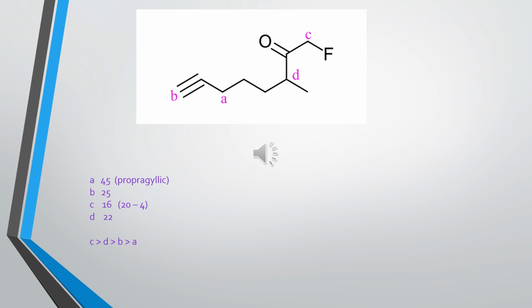A does have some resonance stabilization, which we call propargylic. You've heard of allylic. That's the position alpha to an alkene. Well, propargylic is the position alpha to an alkyne, and there is a little stabilization, right? We go from 50 to around 45.